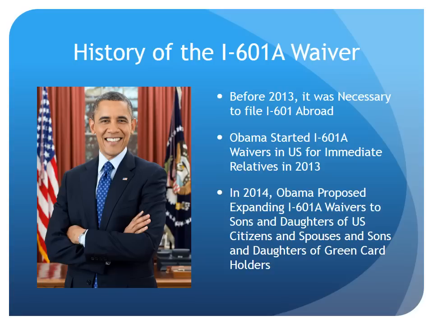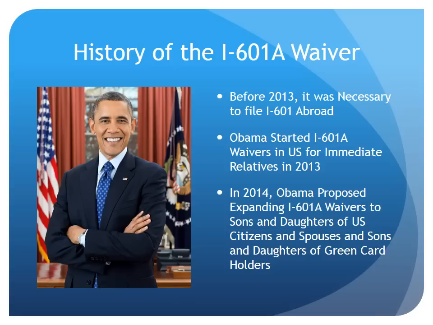So it's very useful to go over a little bit of the history of the 601A waiver in order to see what benefit it is for you. Before 2013, if you were going abroad to apply for an immigrant visa, you had to file the I-601 abroad, and you might be there for months or even over a year waiting for it to be approved, being separated from your family.